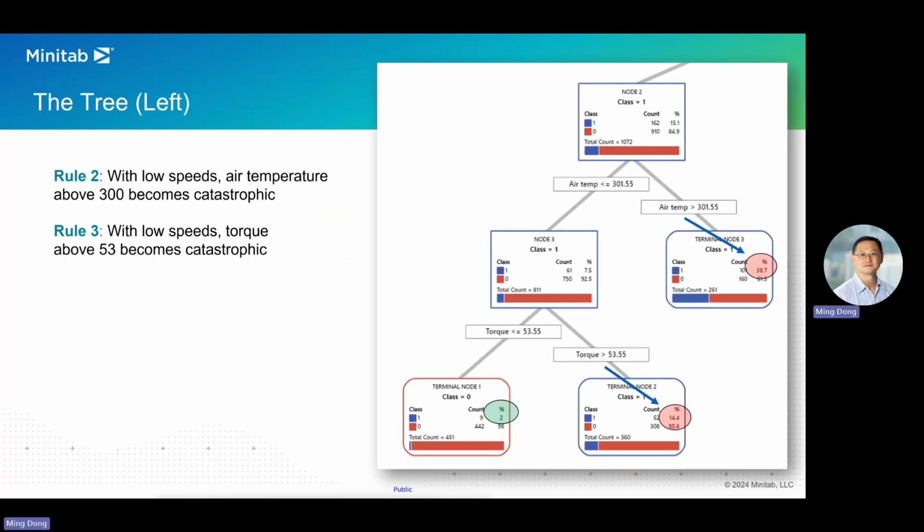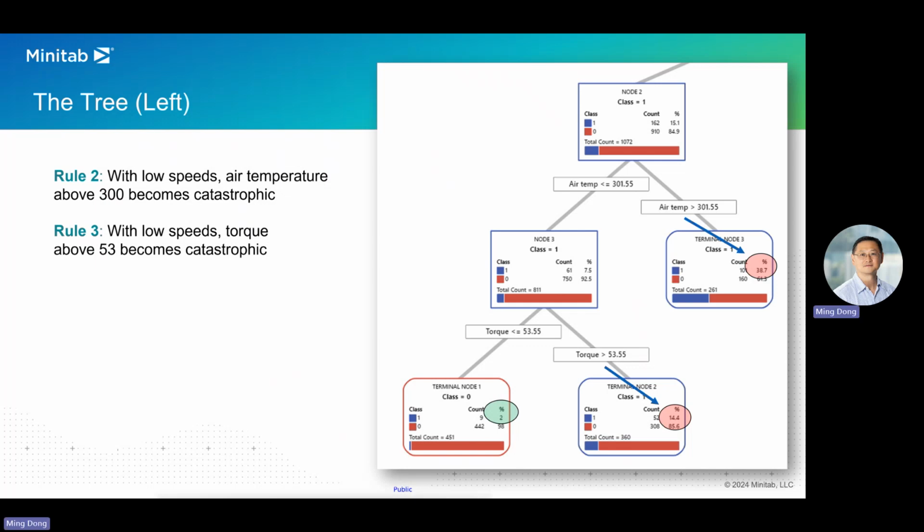Then we study further. Let's go to the left-hand side, because the rotation speed is low. Then we look at air temperature. If air temperature is above 300, so that's this part, then the chance of failure increased to 38%. Wow, that's another rule we need to understand. By chance, it's only 3.3%, but now it's 38%.